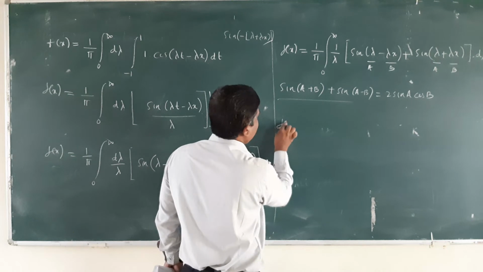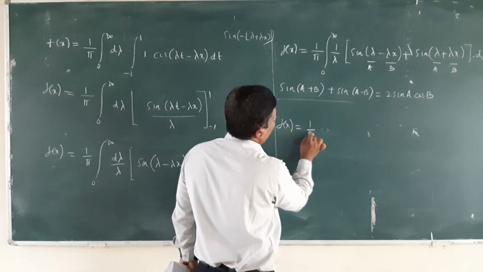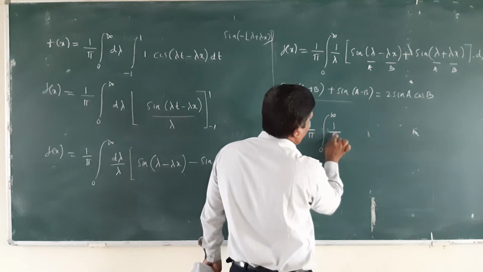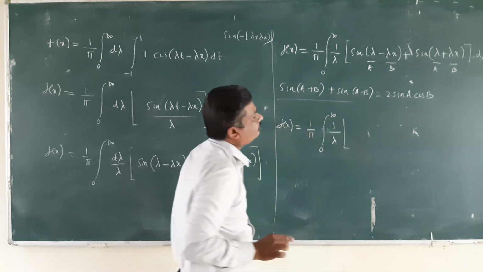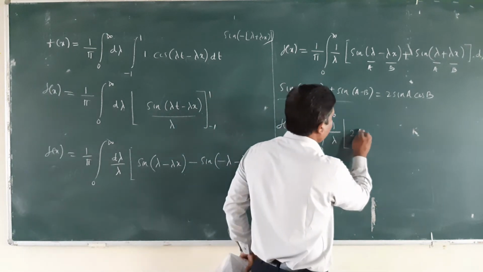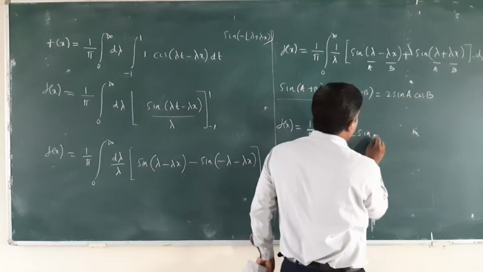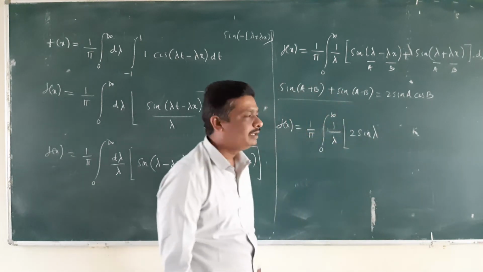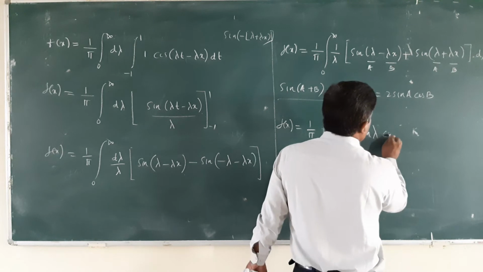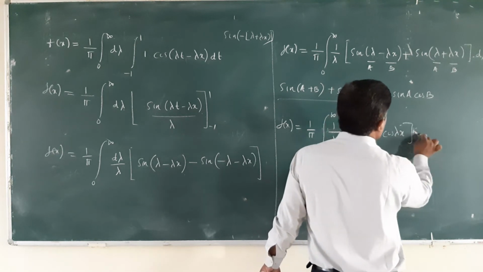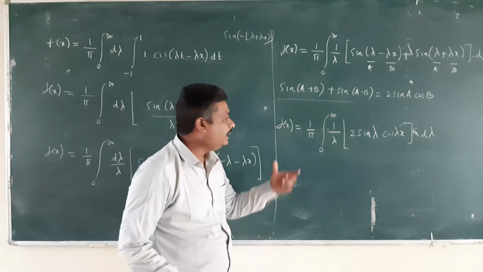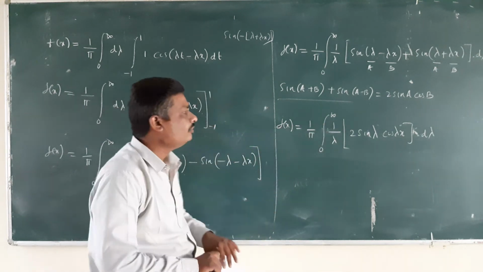Therefore f of x equal to 1 upon pi integration 0 to infinity 1 upon lambda, 2 into sine a cos b. 2 into sine a is nothing but 2 sine lambda, and cos b, b is nothing but lambda into x, into d lambda. So this is the Fourier integral representation of the given function.